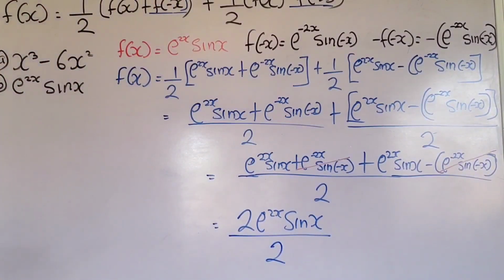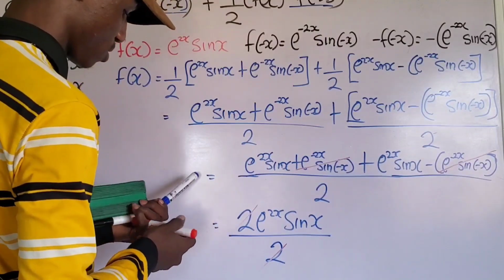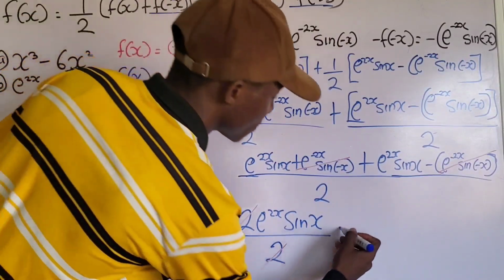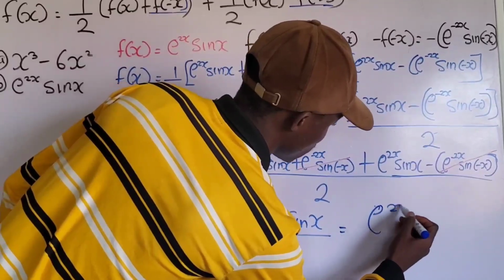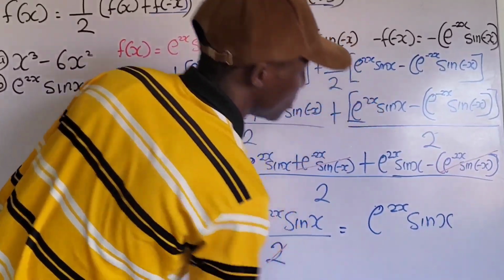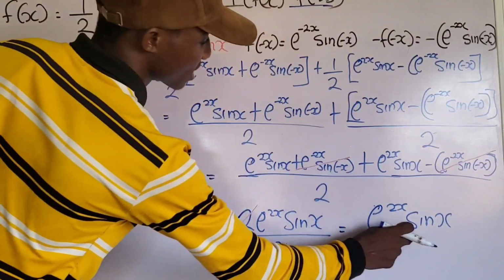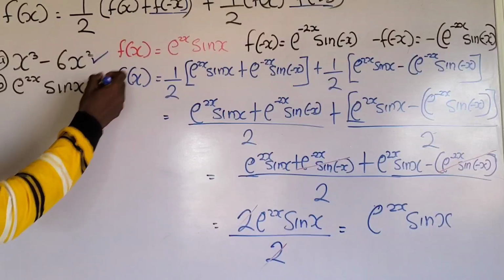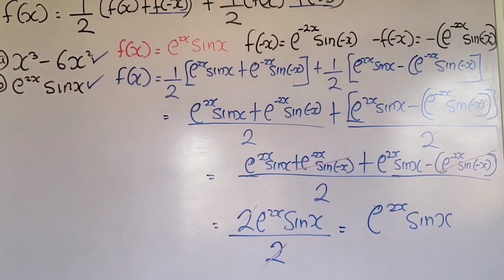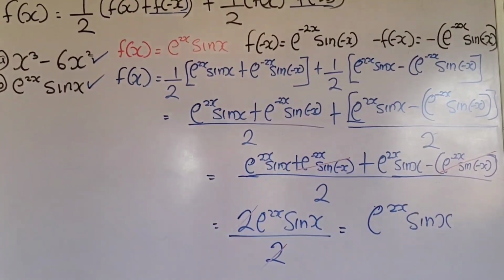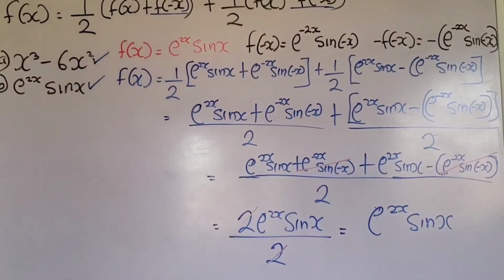Now you can divide the numerator by these 2. So we're going to have x sin x. You can see that this function is equal to this function. When we simplify this, we get x sin x. That means that the function can be written as the sum of an even and an odd function. Do you understand? If you do understand, let me know in the comment section.